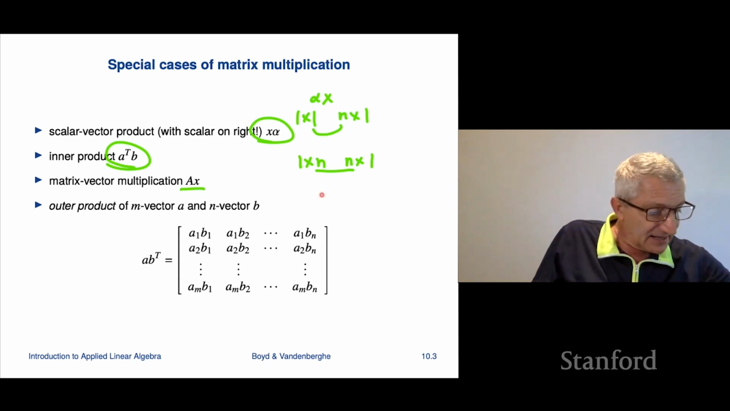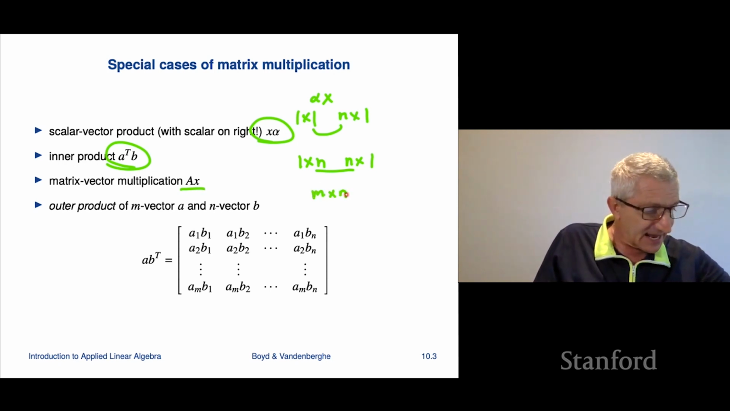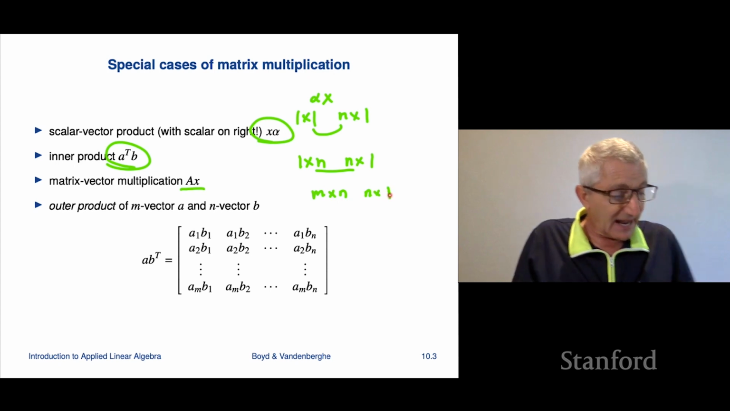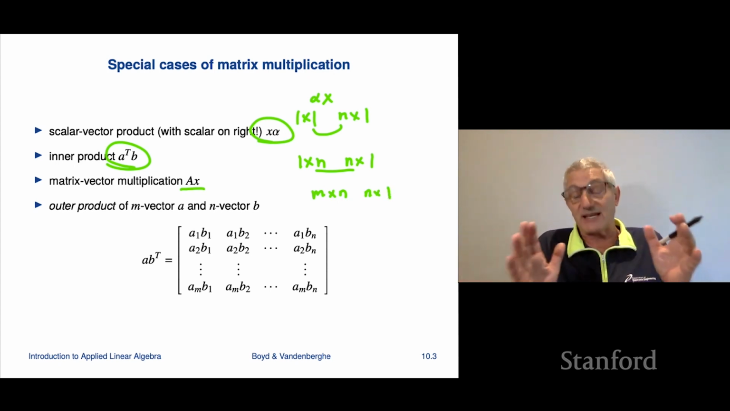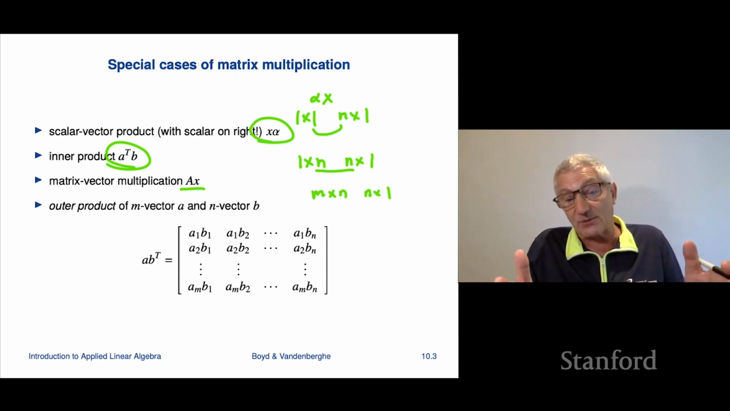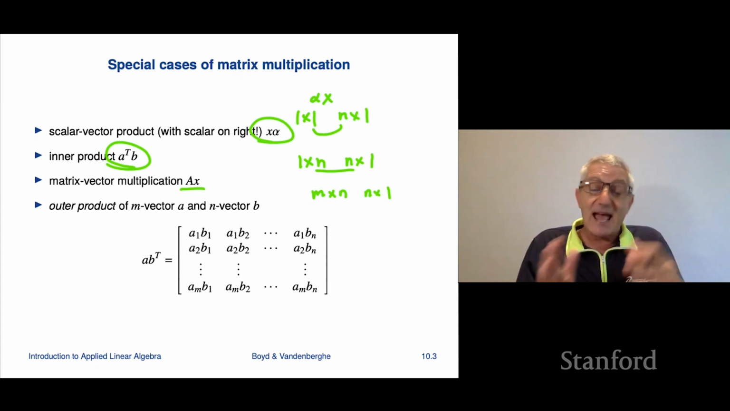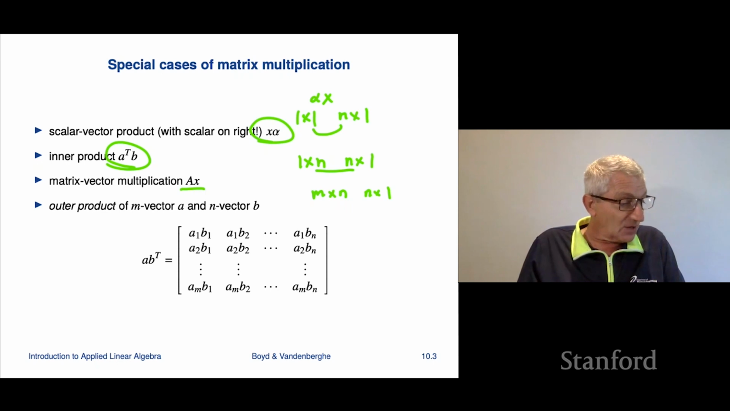Matrix vector multiplication is another one. Here, A is m by n, let's say, and x is n by 1. And sure enough, you can multiply them. You can think of x as a matrix, and then perform matrix multiplication, and it's the same as matrix vector multiplication.